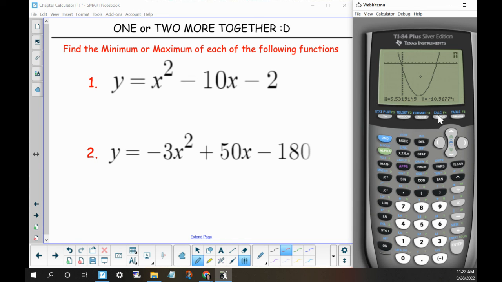So we will do second calc, and we will scroll down or hit 3 for minimum because it's a U. For left bound, I'm going to go over here to the left and hit enter. For right bound, I'm going to go over here to the right and hit enter. And there is the vertex: 5, -27.